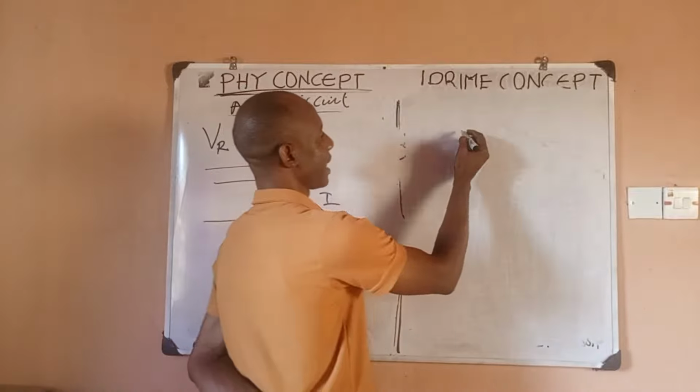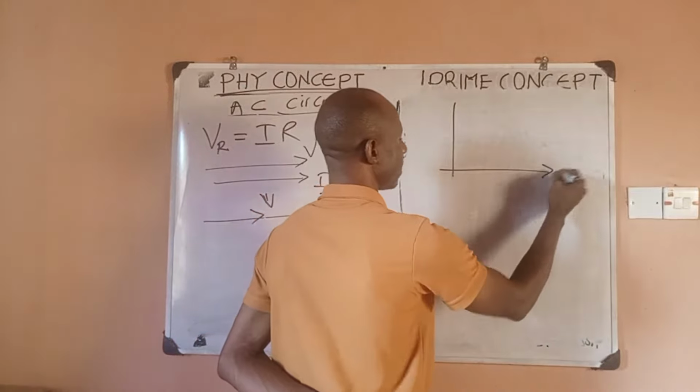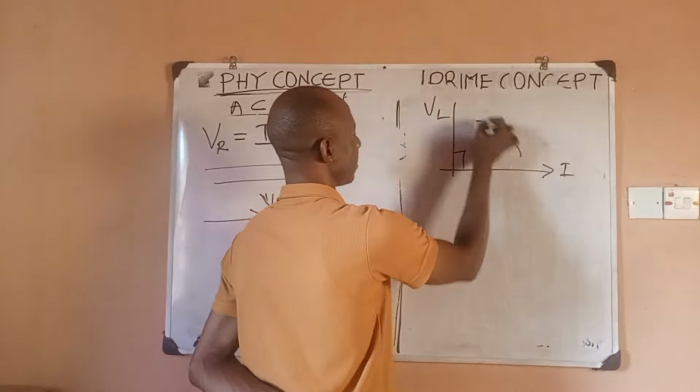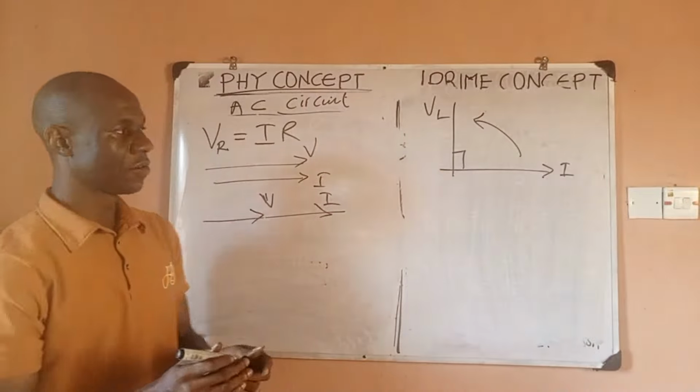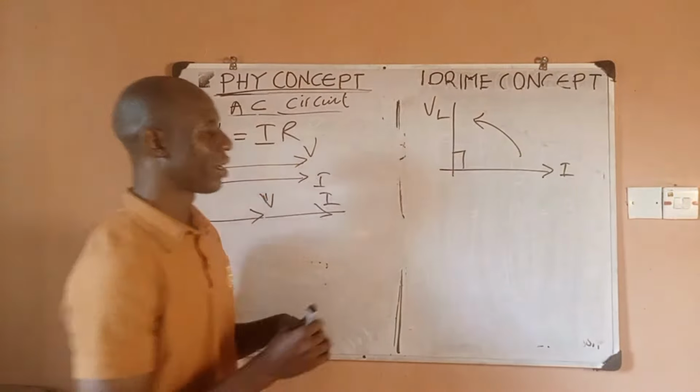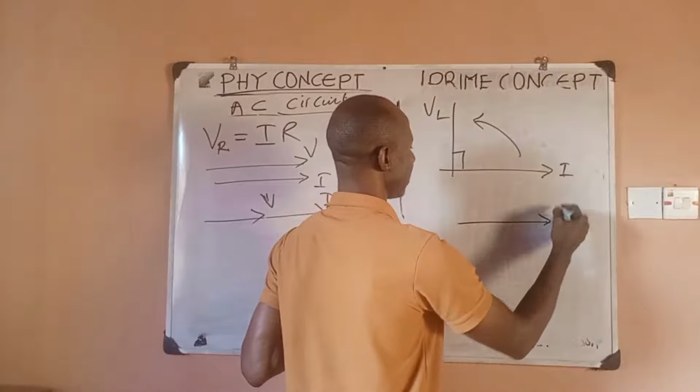And the phasor diagram is like this. This is current, this is voltage, right? And then this is our direction of motion. So this is the phasor diagram for a purely inductive circuit. You don't want to draw it like this. You can draw it like this.